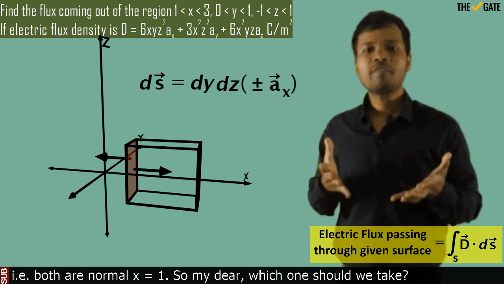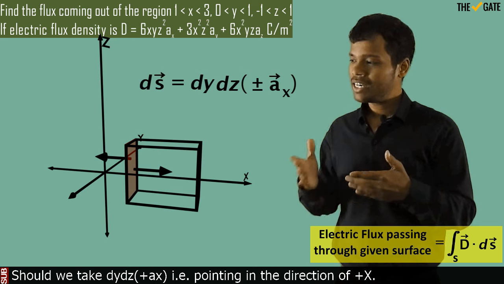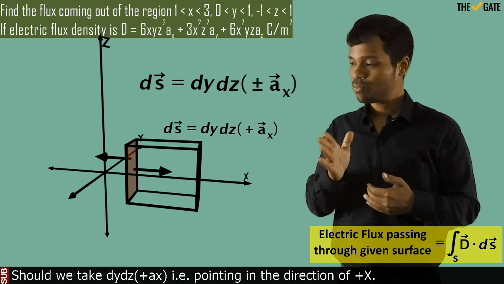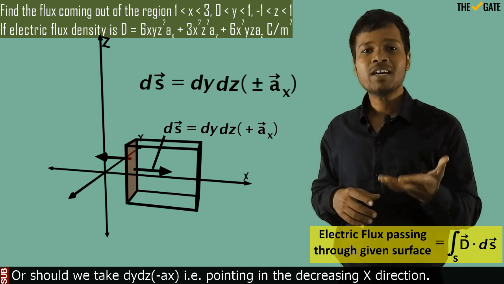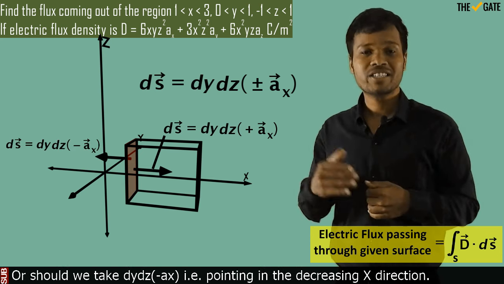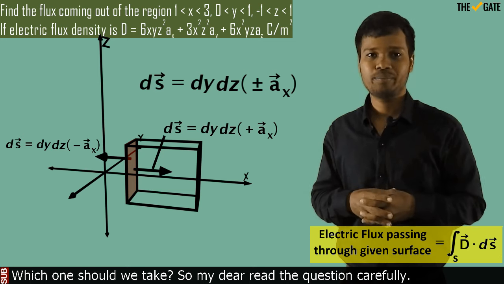So my dear, which one should we take? Should we take dy dz plus ax, that means pointing in the direction of positive x? Or should we take dy dz minus ax, that means pointing in the decreasing x direction? Which one should we take?